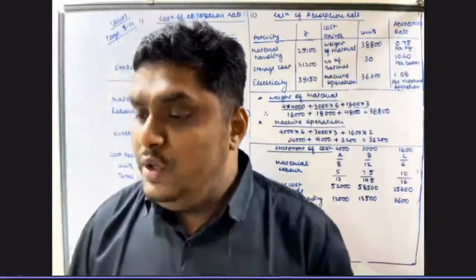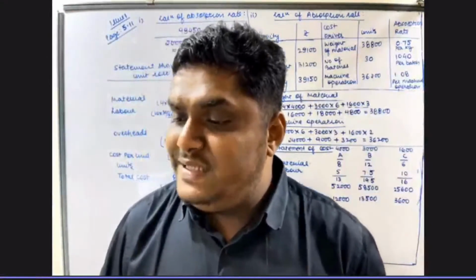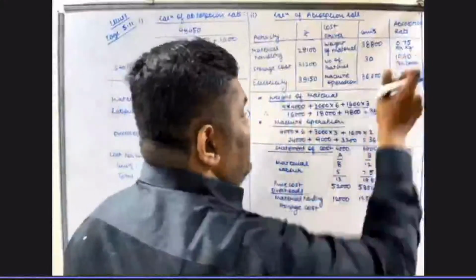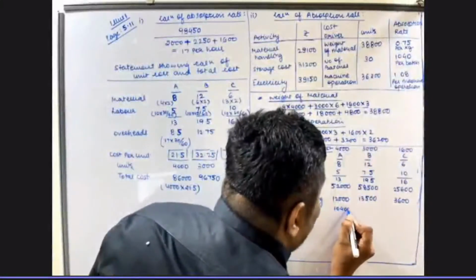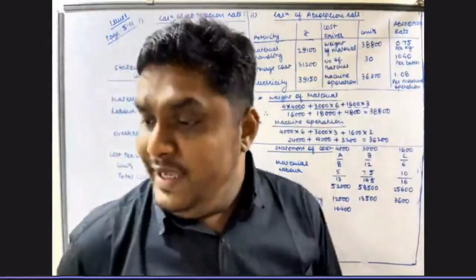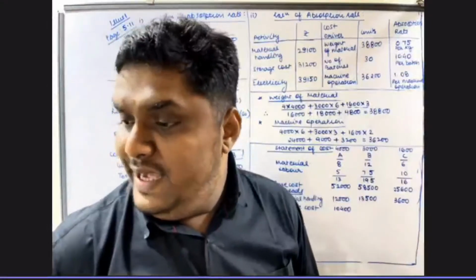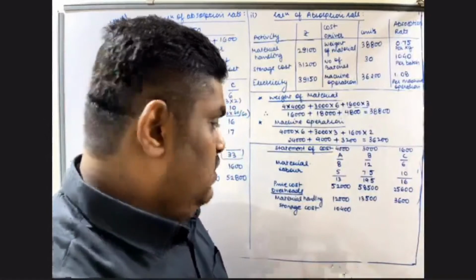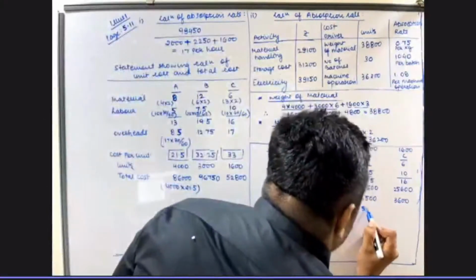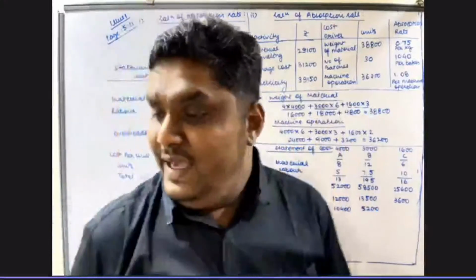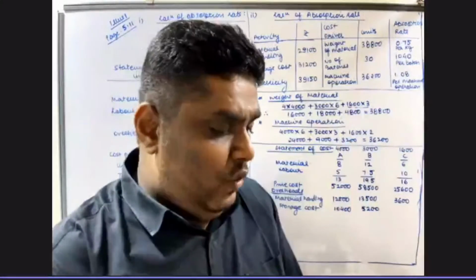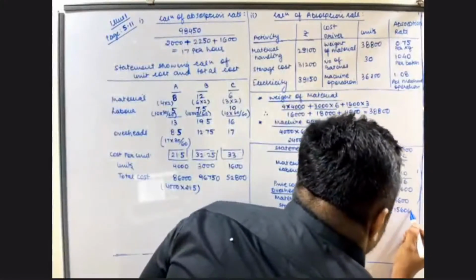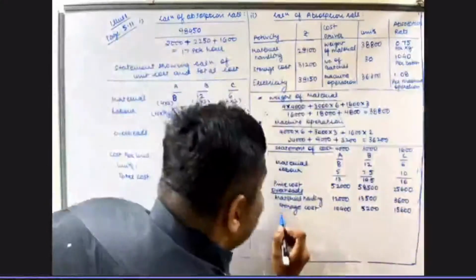So when talking about the storage cost, it is dependent upon the basis of number of batches of material. So when talking about A, there were 10 batches. So 1,040 into 10, that is 10,400. In case of B, there are 5 batches, so this will be 5,200. And in case of C, total 15 batches. So 15 into 1,040. So this will be 15,600. And the last is electricity cost.